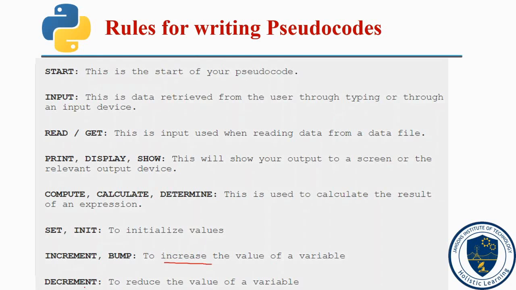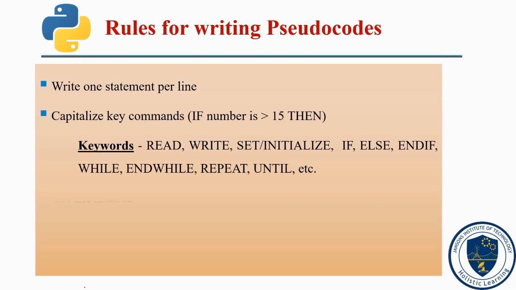Rule number 3. Use indentation. Indentation refers to the space given at the beginning of a code line. Indentation is very important in Python. Python uses indentation to indicate a block of code.